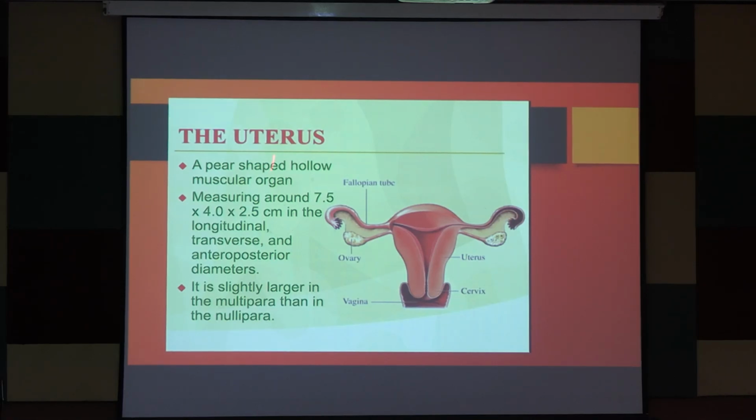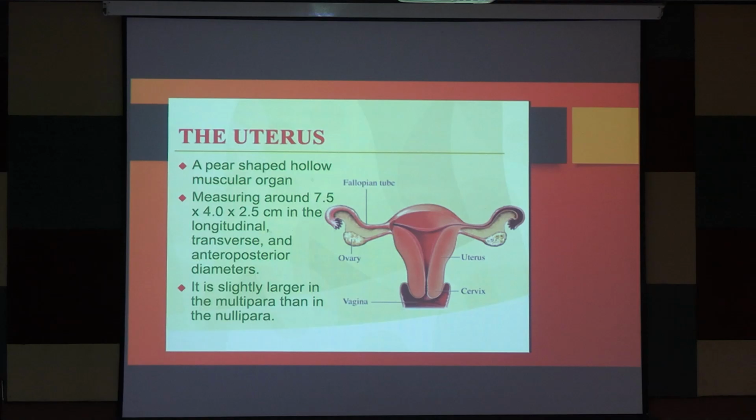So that is the importance of knowing the length, and it is slightly larger in multipara than in nullipara. So if the length is increased on ultrasonography measurement, so instead of 7.5 it is 8 or 8.5, you need not bother, because if it is a multipara, that is normal. So you do not bother about the length in case of multiparas if it is slightly more.